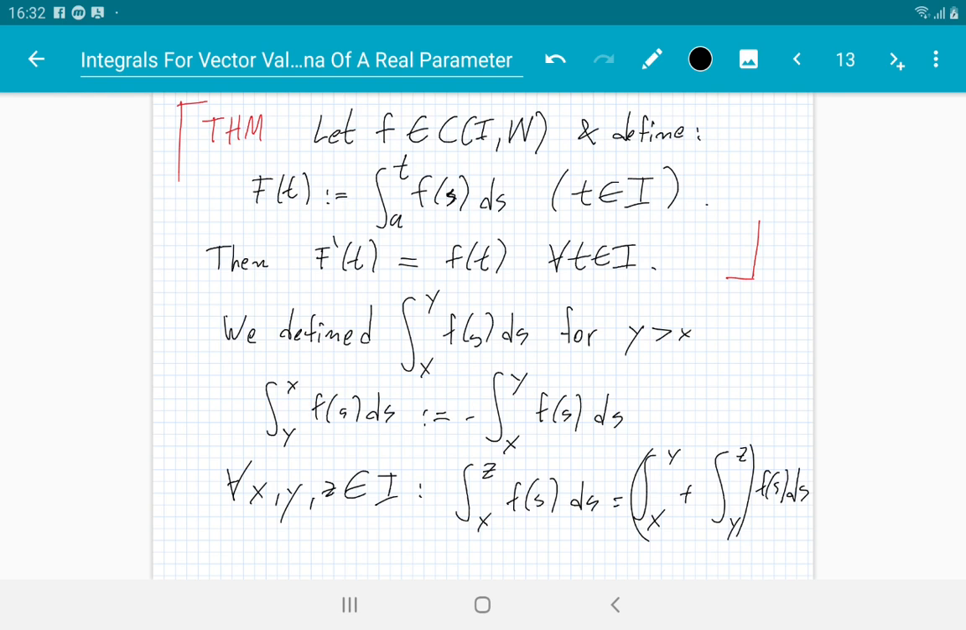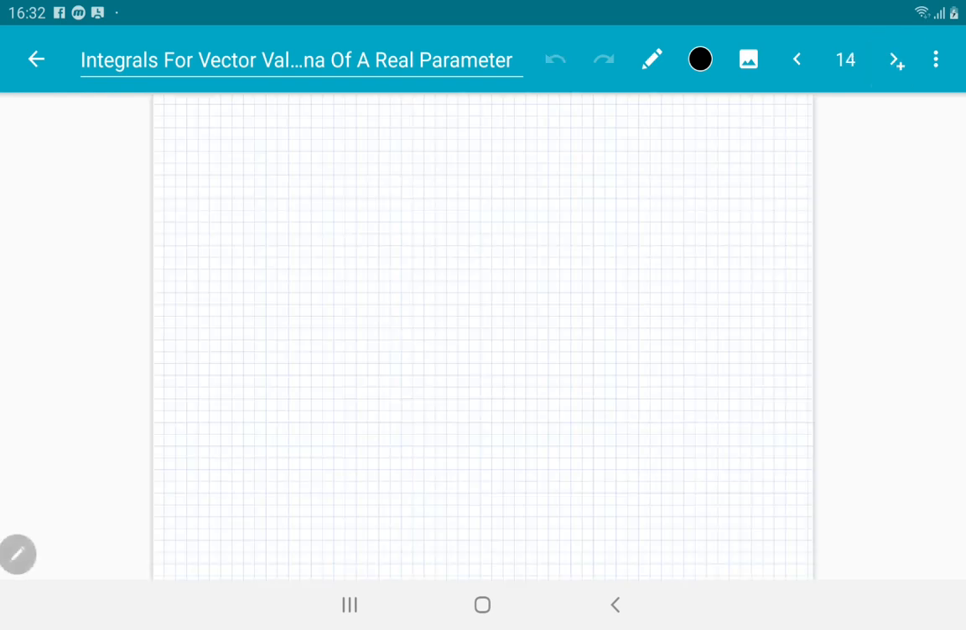Right, so how am I going to use this? Well, I defined this function capital F. First of all, is it well defined? Well, the answer is yes. And the reason is that little f is a continuous function. Therefore, I know that it's integrable, and the integral from a to any t inside the interval I is well defined. Okay, so let's work from that. And that's going to be our last step.